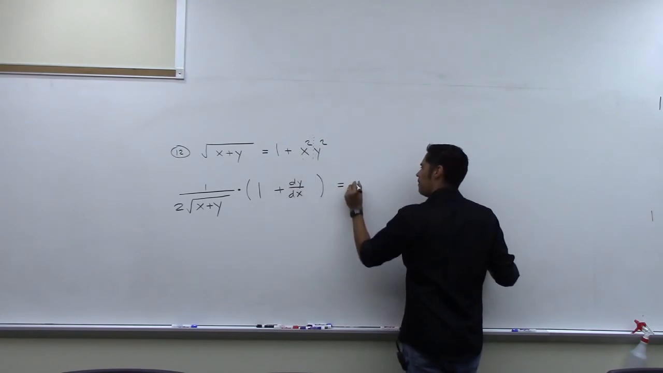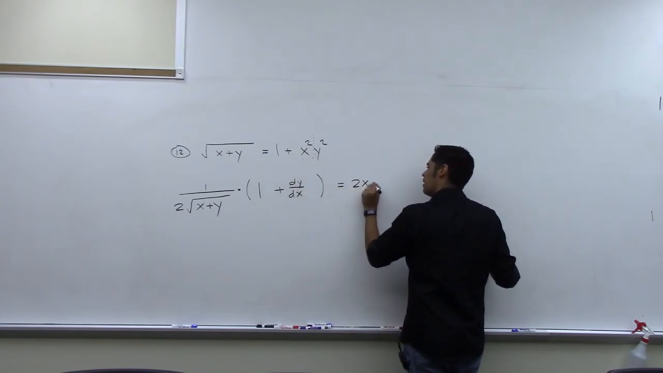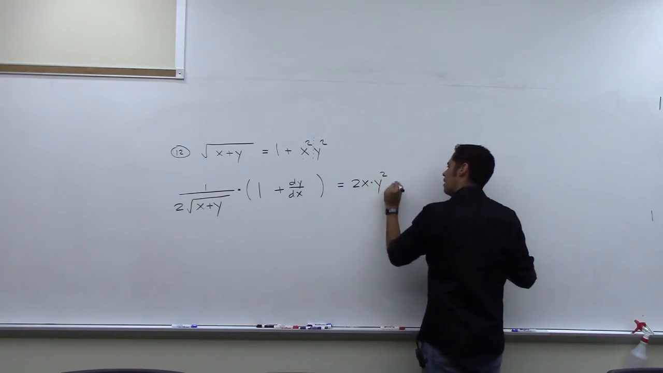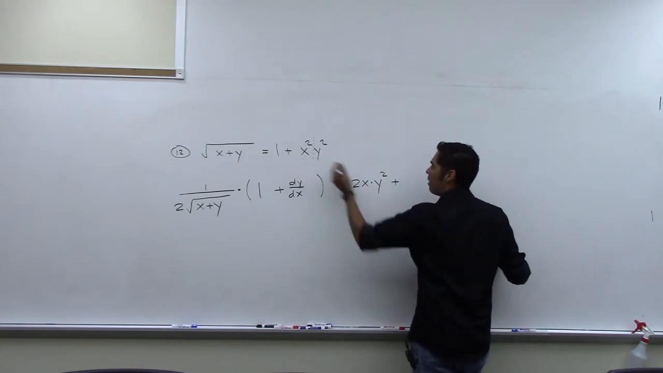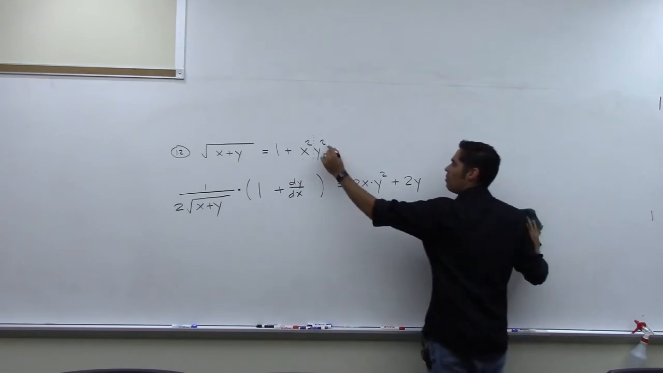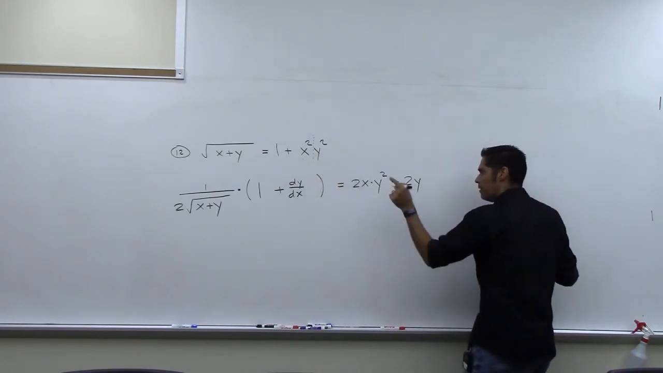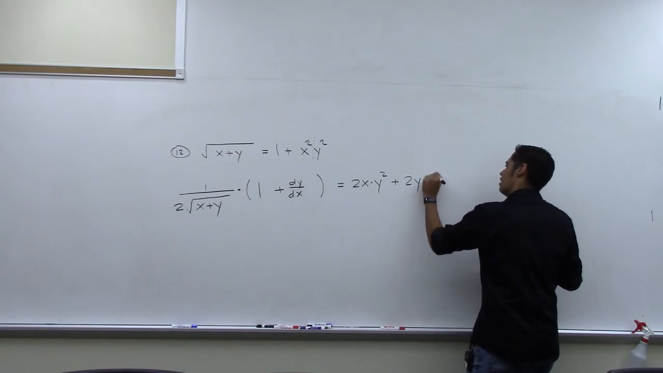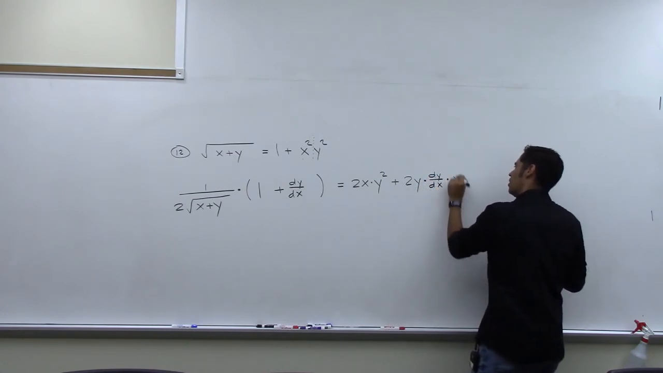Derivative of x squared is 2x times the second function plus the derivative of y squared with respect to x is 2y, so that's the power rule, 2 comes down. Then the derivative of y is tacked on, dy dx, then times the first function x squared.